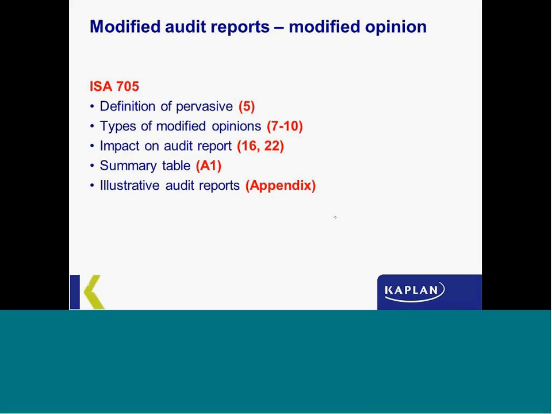Paragraphs 7 to 10 discuss the types of modified opinion: qualified except for opinions, adverse opinions, and disclaimers of opinions. They explain the impact on the audit report, the sort of extra paragraphs I need to include.